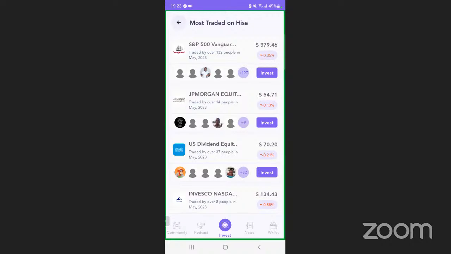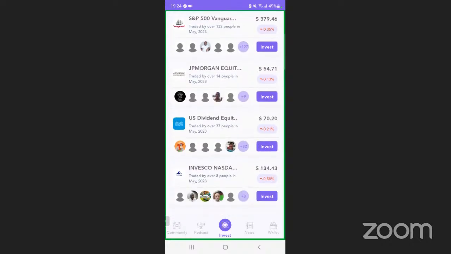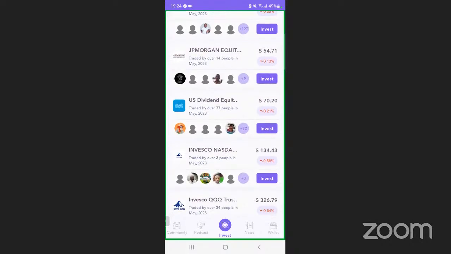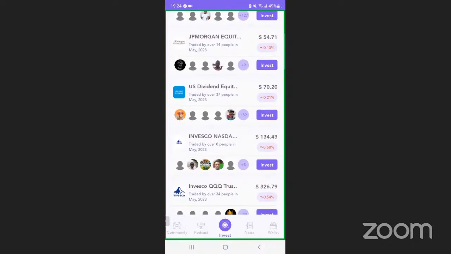On the other hand, you can see the second most traded ETF is the JP Morgan Equity ETF. The reason why most guys are trading this ETF, JP, is because it has a high dividend yield of around 11.32%. And they give monthly dividends. On the other hand, you can see the US dividend equity ETF. This is the SCHD. Same thing, most people trade this ETF because it's one of the best ETFs for dividends.